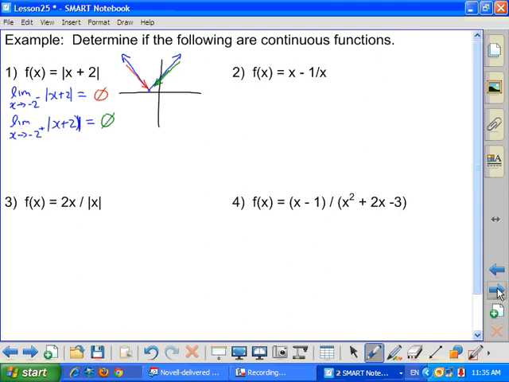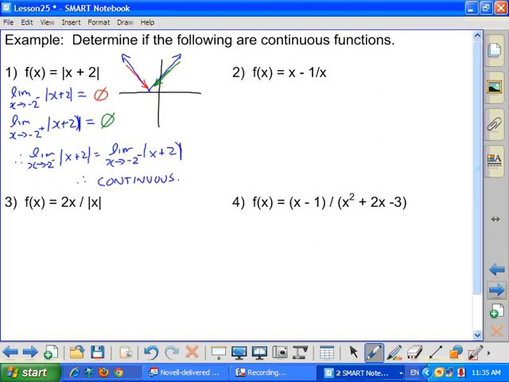Because both sides are in fact equal, it will be a continuous function. So therefore, the limit as x approaches -2 from the negative side is equal to the limit as x approaches -2 from the positive side. So therefore, it would be continuous.